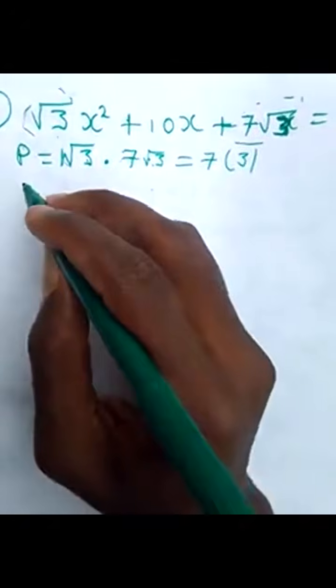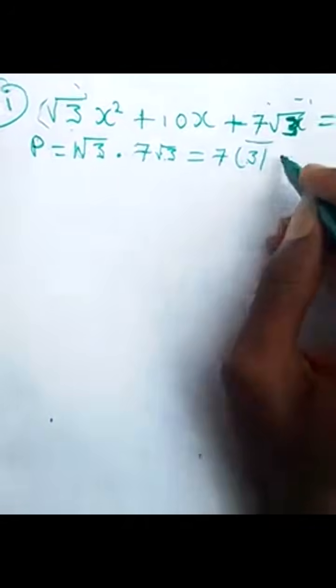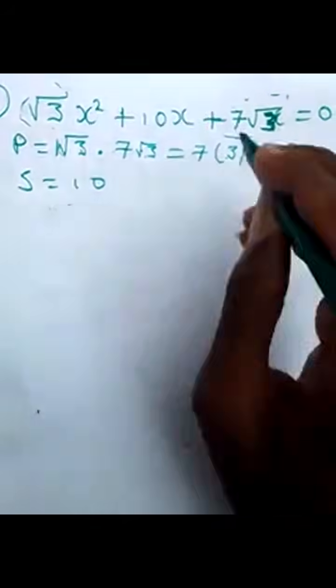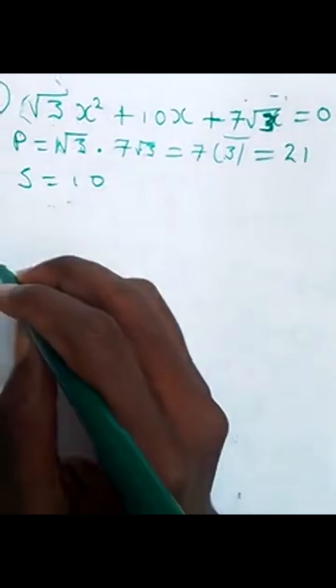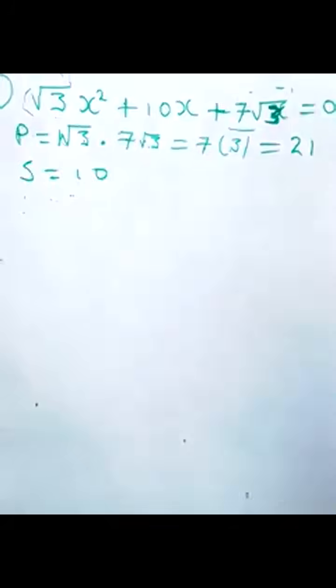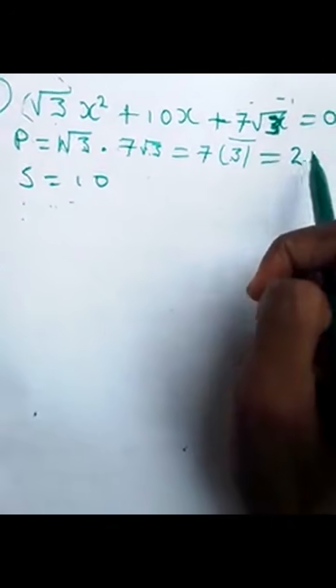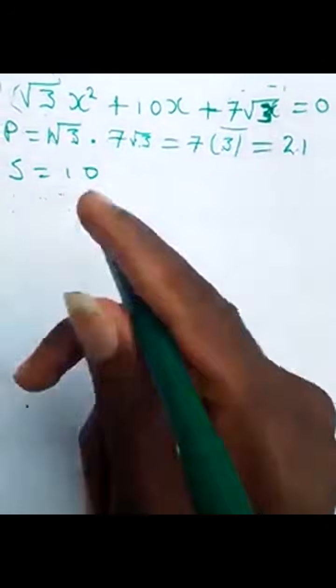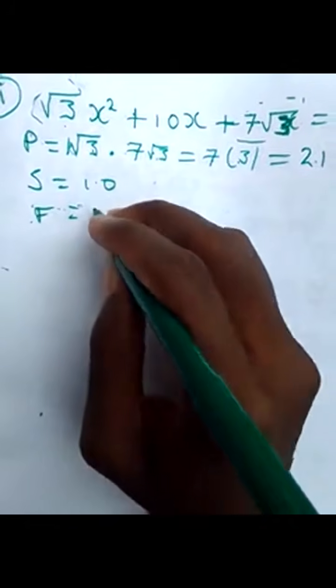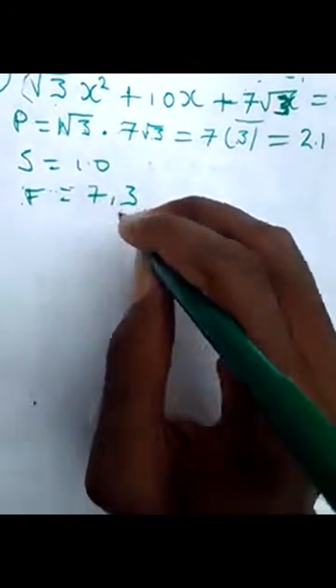Okay, so what is 7 times 3? It is 21. So the product is 21. The sum is 10. So I need the factors now. I need the two numbers which I can multiply to get 21, and if I add them up, I'll get 10. These will be our factors. These numbers are going to be 7 and 3.